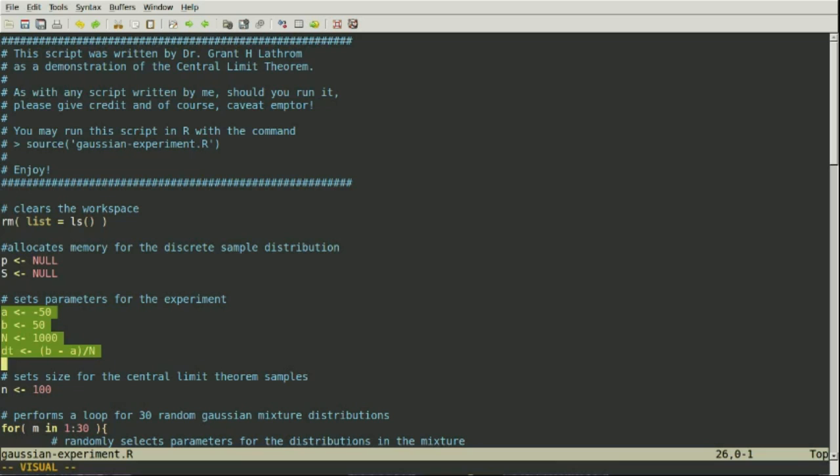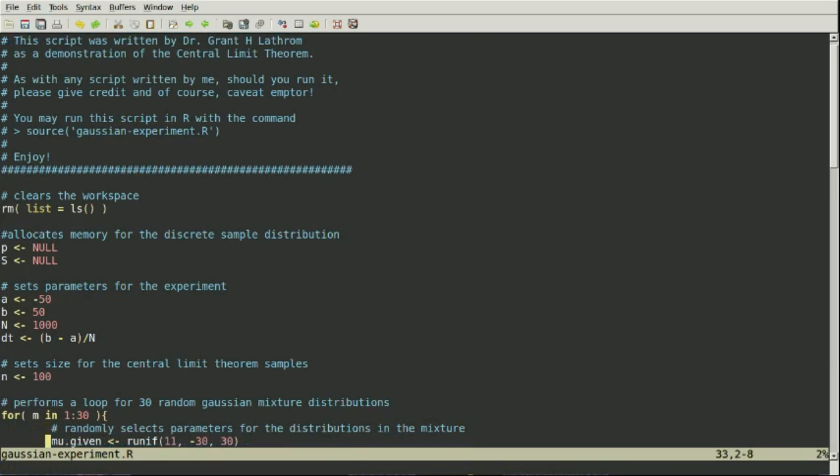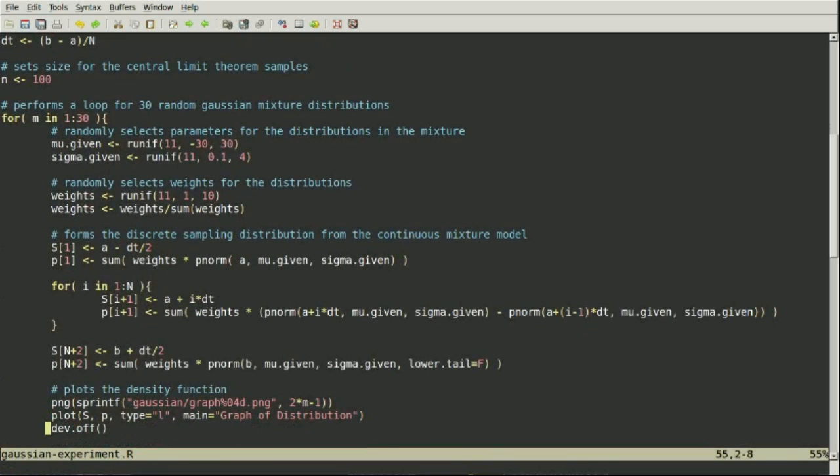So the central limit theorem says that for whatever distribution we choose to make, as we increase the number of times we sample from that distribution, then if we transform it correctly, we will get something that looks like a standard normal. In this case, I'm choosing a value of n, which will be 100 samples from this particular distribution. Okay, so now let's go down and look at this loop a little bit.